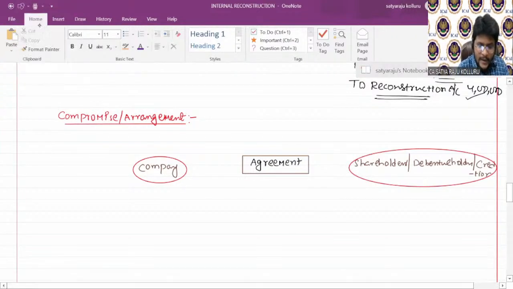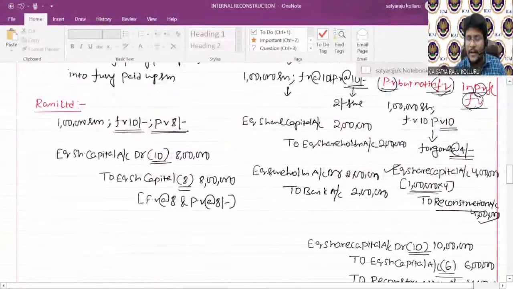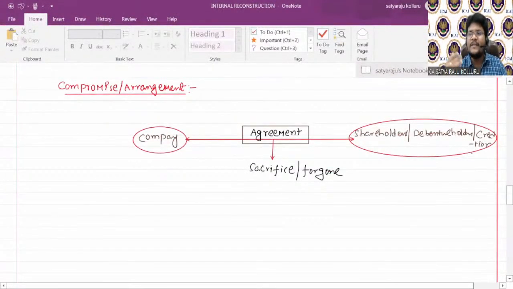Now such an agreement is technically known as compromise or arrangement. Sir, for which purpose is that agreement? Okay, we understood the company and the shareholder agreed to an agreement, but for which purpose? The agreement is for the purpose of sacrifice or forgoing. The company enters into an agreement with the shareholder, debenture holder or creditor for the purpose of making a sacrifice. For example, they are sacrificing the paid up capital. We already saw that issue through reduction of capital. Maybe the debenture holders or creditors sacrifice something.